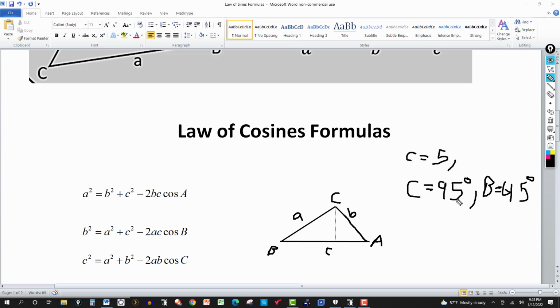Okay, we're given the two angles and one side. So obviously then we want to find the measure of all the sides and all the angles. We already have two of the angles, so we're given angle C and B. So from that we can find angle A.